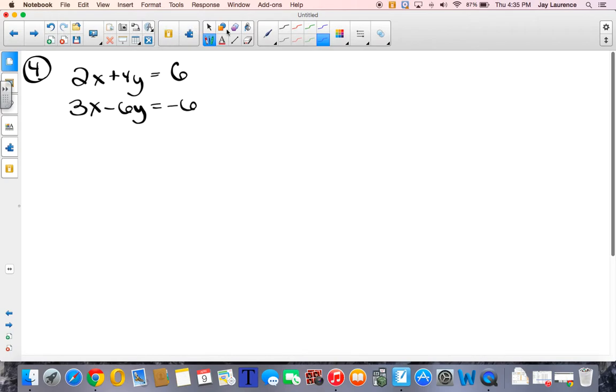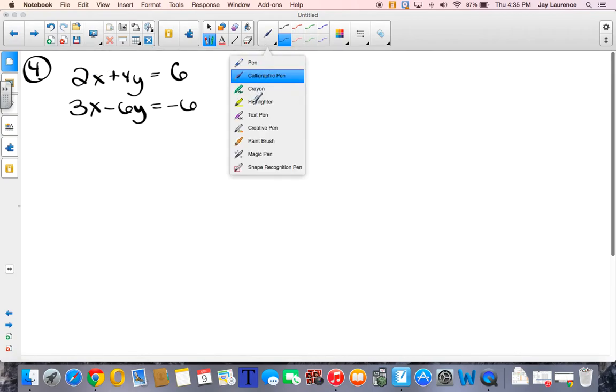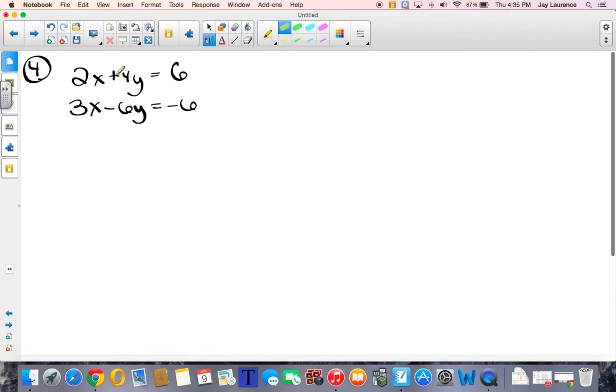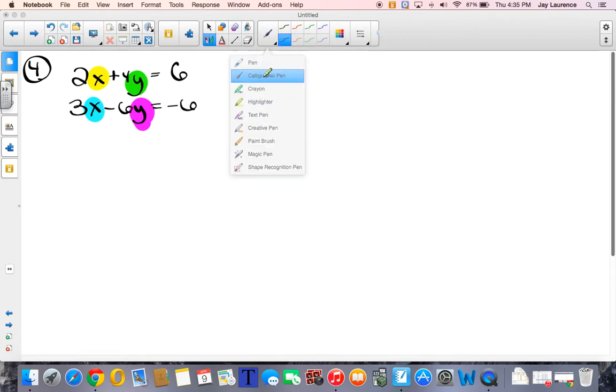Now take a look at number 4 here. Number 4, you have to decide, just like in the last one, are you going to solve for x in the first, y in the first, x in the second, or y in the second? Now, you can't make a wrong choice, although some choices will be easier than others.